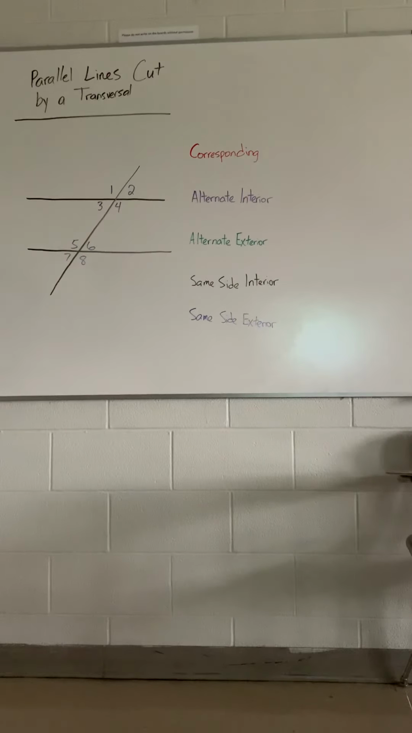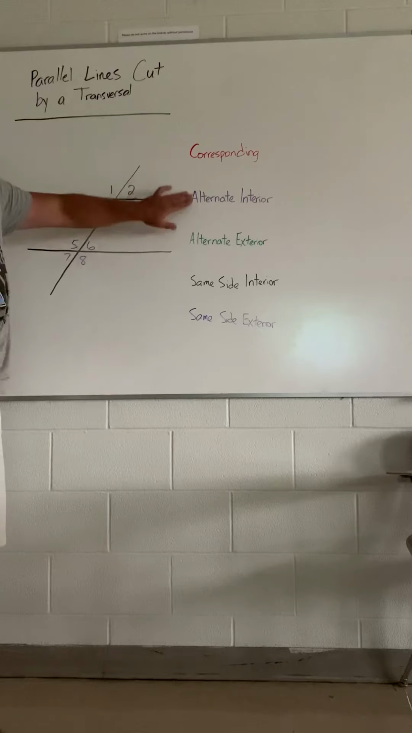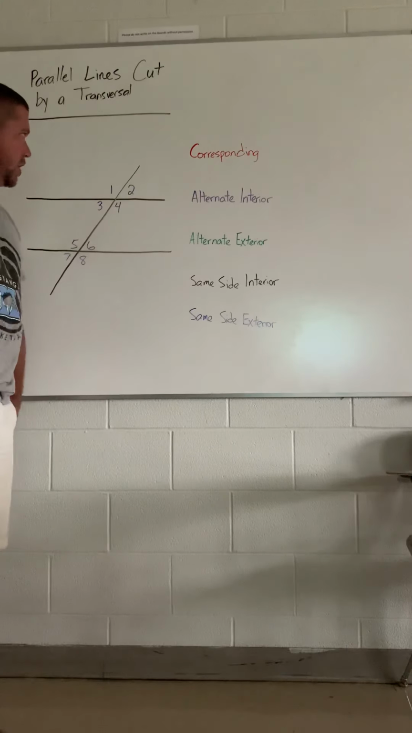All right, today we're going to talk about parallel lines cut by a transversal. So we have a set of parallel lines. Our top line is parallel to our bottom line. And they're cut in the middle by a third line, which we call a transversal, meaning it goes through both of them. So we've got 5 different angle types that we want to discuss.